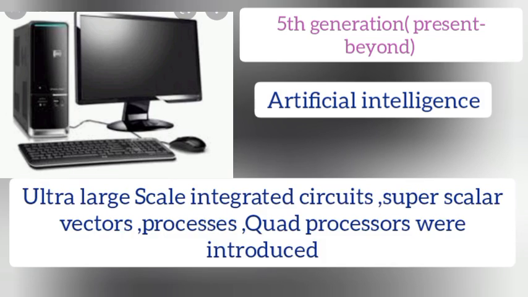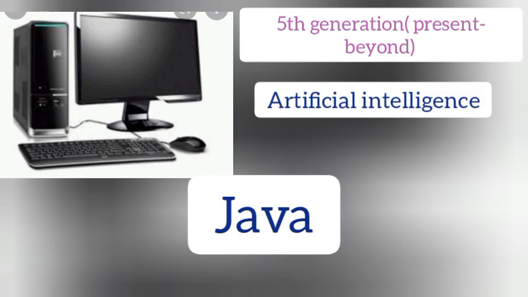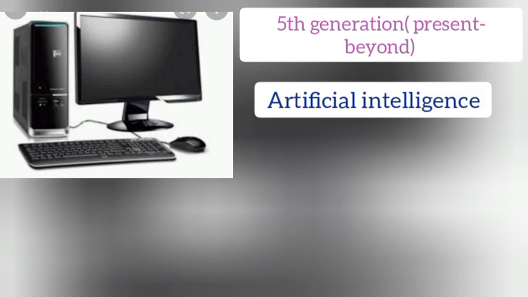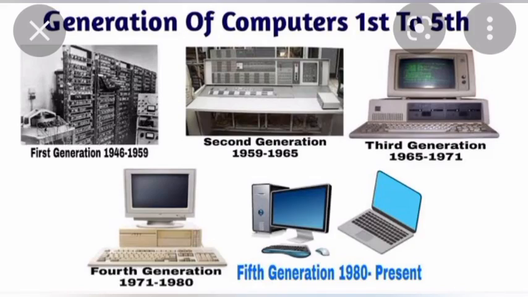In this period, ULSI was introduced. Superscalar processors, vector processors, and quad processors were introduced. Portable notebook computers were developed. Object-oriented languages like Java, suitable for internet programming. During this period, WWW applications like emails and e-commerce were developed. This is all about the 5 generations of computer.